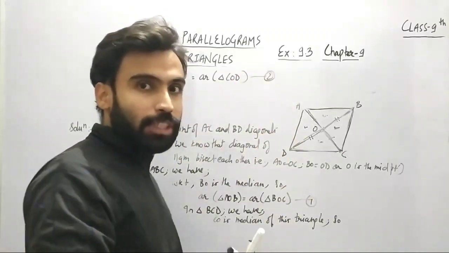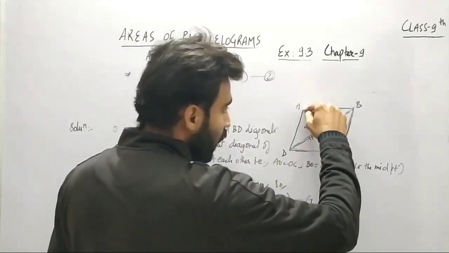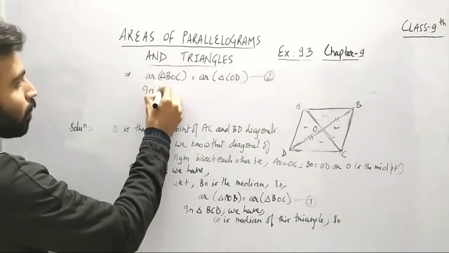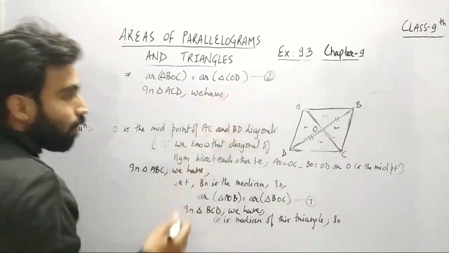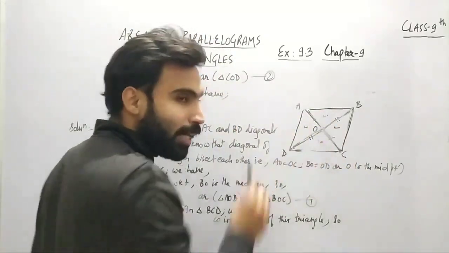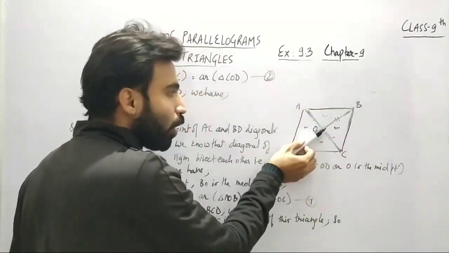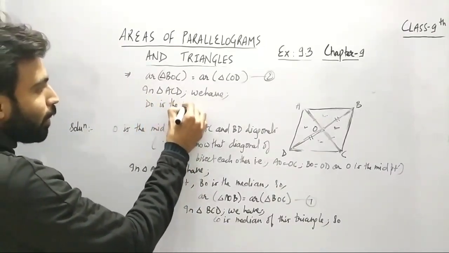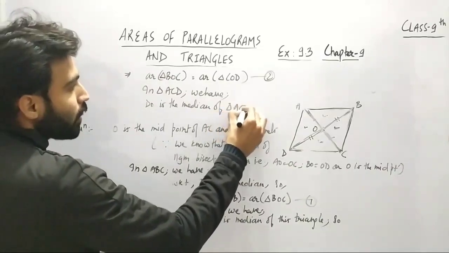Now the third triangle which I'm going to take here is, you can see this triangle ACD, right? So in triangle ACD we have, now मुझे पता है कि इस ACD triangle में ये जो DO है ये मीडियन का काम कर रही है, because O is the midpoint of AC. That means जो DO है वो क्या हो गया, मीडियन हो गया. So DO is the median of triangle ACD.